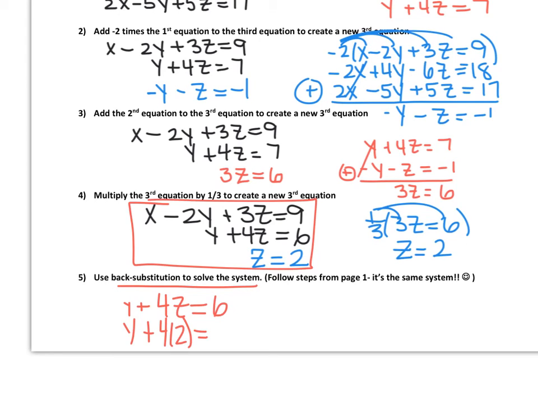Oh, I think I copied this wrong. I apologize. I just noticed that this should be a 7. Okay, so then 7, 8, so y is equal to -1, and then x minus 2y plus 3z equals 9. We plug in y is equal to -1, z is equal to 2, so x plus 2 plus 6 equals 9, and this would be x is equal to +1.